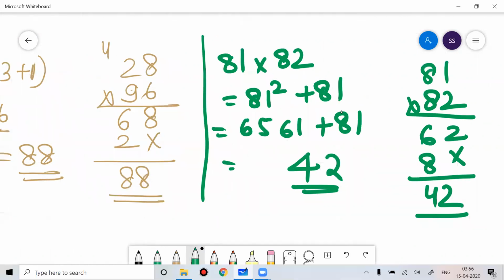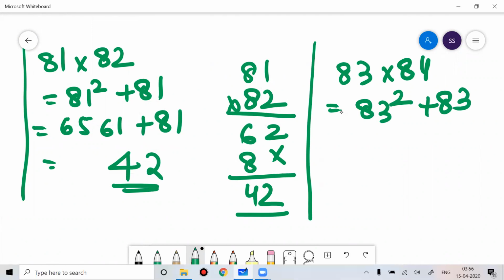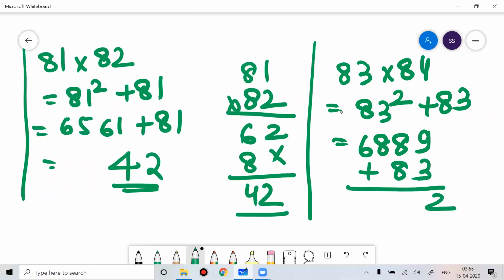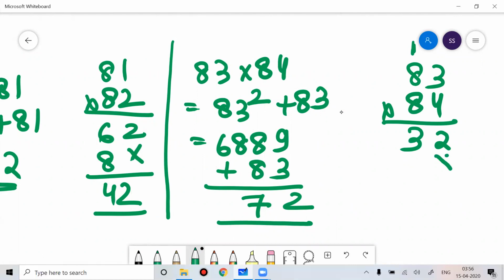Okay, now similarly for 83 into 84, I can write 83 square plus 83. Now 83 square is 6889, so plus 83. This is 9 plus 3 is 12, and this is 72. Either I can write 72 or I can multiply. So 83 into 84: 4 threes are 12, 1 carry, 8 threes are 24 plus 1 is 25, so you'll get 72.